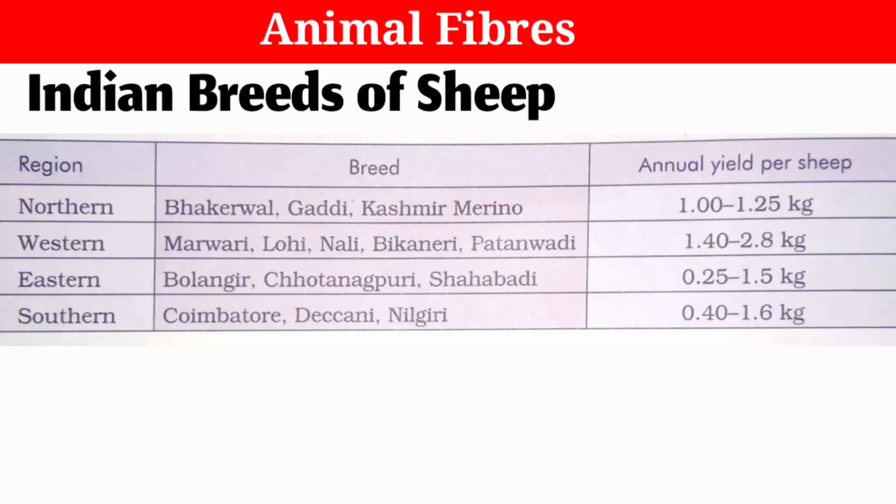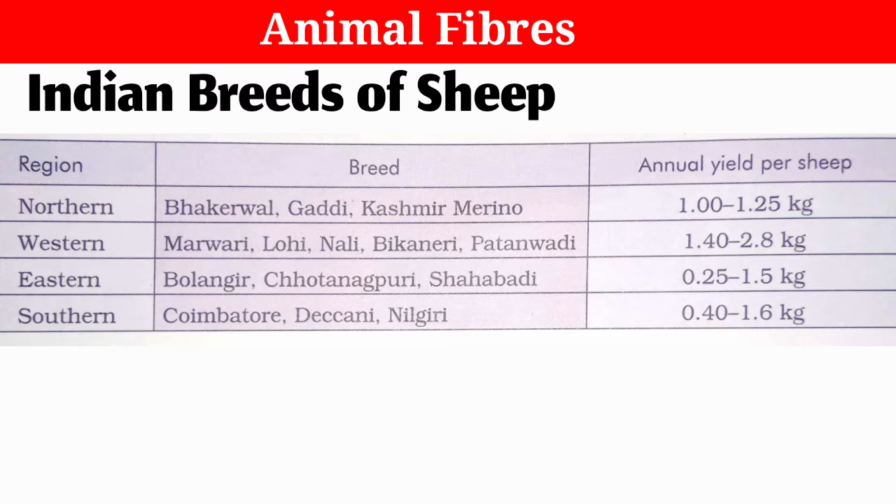Now we are going to start the next topic, which is Indian breeds of sheep. Look at the table of some common breeds of sheep in India. In the northern region, the breeds of sheep are Vakarwari, Gaddi, Kashmiri Merino. Yearly we get about 1 to 1.25 kg of wool per sheep.